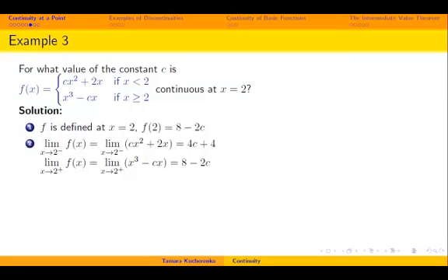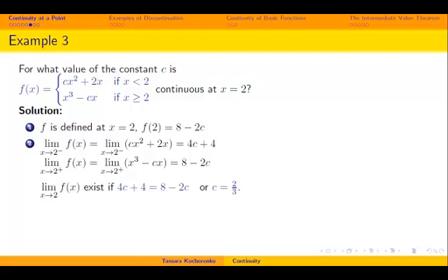For the limit to exist, left and right hand limits must be equal. So we set 4c plus 4 equals 8 minus 2c, and solve for c. We obtain c equals 2/3. When c equals 2/3, limit at 2 of f of x exists.